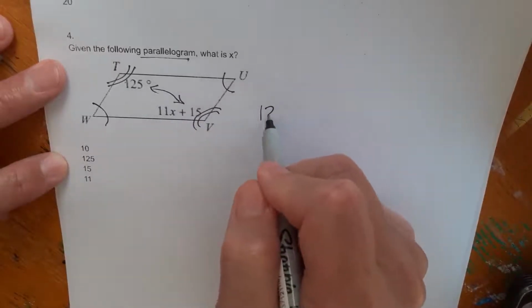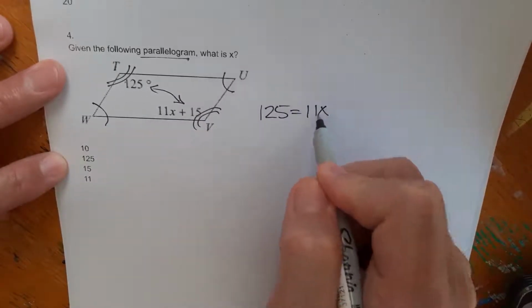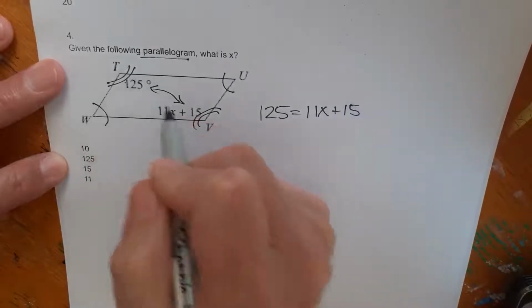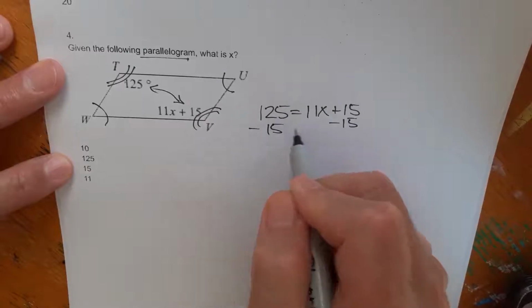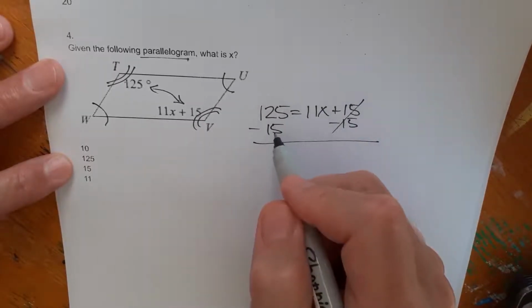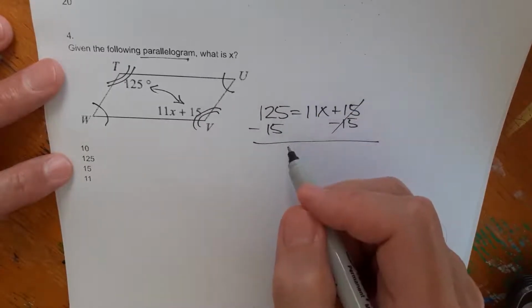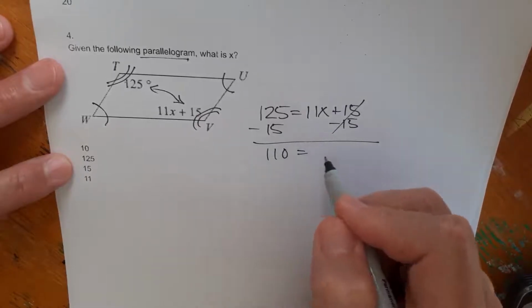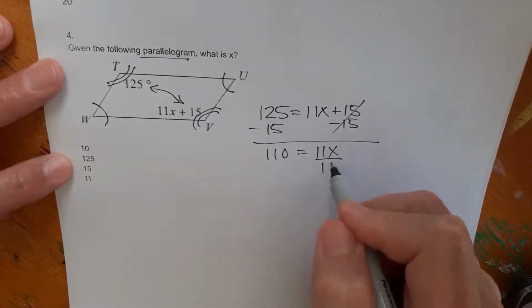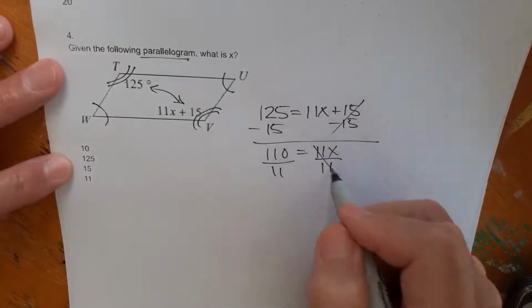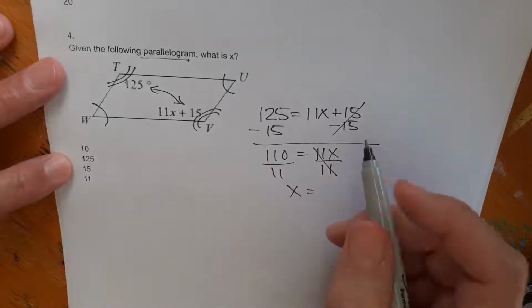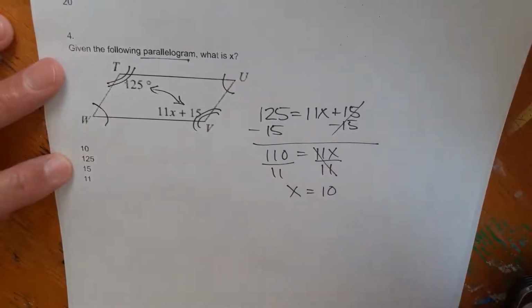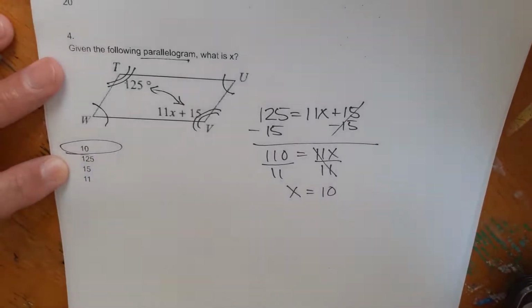So these two are equal. All we have to do now is say 125 equals 11x plus 15. Put them equal because they are equal. And let's solve for x. Let's subtract 15 from both sides. 125 minus 15 is 110 equals 11x. Divide both sides by 11. And I'm going to reverse the sides, which is totally legal. I can flip them. I'm going to get 10. 11 times 10 is 110, right? So x equals 10. Circle that.